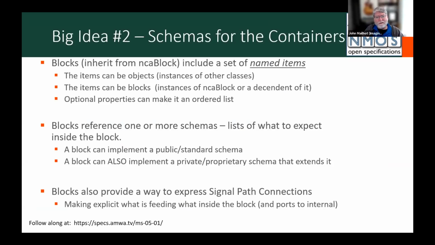Now, the big idea, number 2 in here, is about these containers, these NCA blocks, because you wouldn't want to have a class definition for every single set of things in the world. That would create a bazillion classes and really not add a lot of value in there. So the typical use pattern is that NCA block is a container class, and it has a set of named items in it. And those named items can be objects, instances of some class, or they can be blocks that are in fact containers, and on you go.